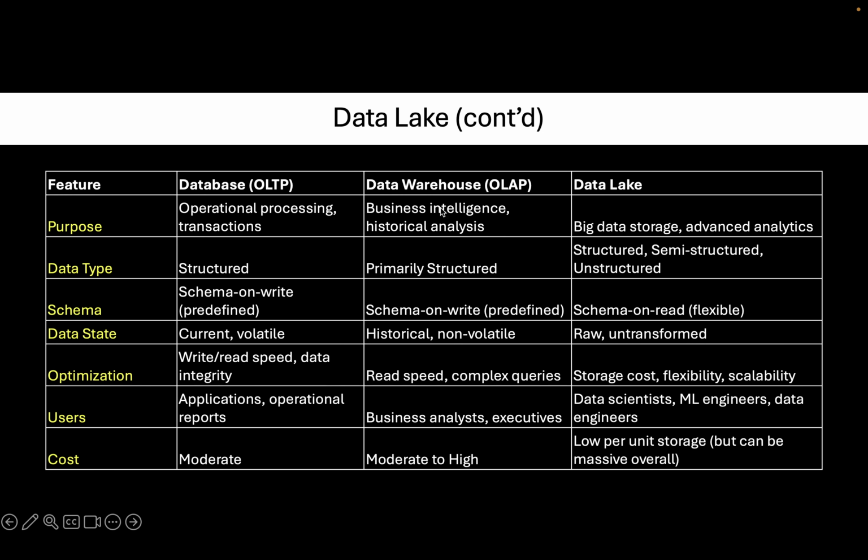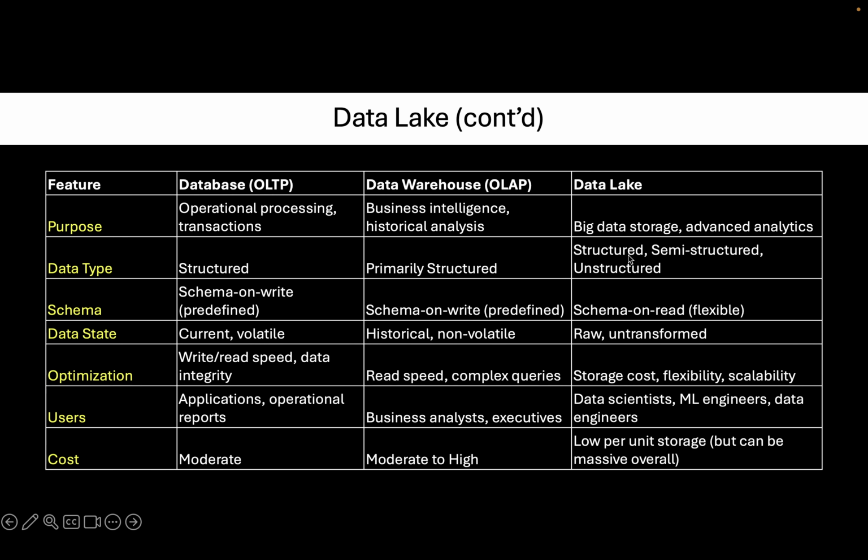When it comes to data warehouses, this is good for business intelligence. The data type is also pretty structured. We have schema-on-write, and the data state is historical or non-volatile. For optimization, the data is optimized for reads and complex queries. The users here are business analysts or executives. The cost for a data warehouse is moderate to high, so it depends on the amount of data that you store.